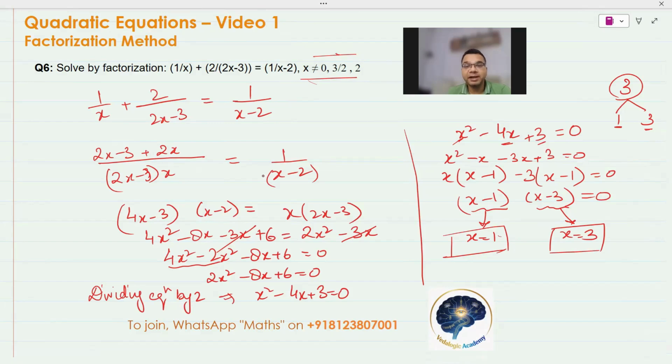Just want to highlight one more thing. Why have they given in the question that x is not equal to 0, x is not equal to 3 by 2, and x is not equal to 2? Because in this equation, if I put x equals to 2, it will become 1 upon 0. It will become indefinite, right? So we can't have x equals to 2, we can't have x equals to 0, again the same problem, and we can't have x equals to 3 by 2. So based upon this, they have given these three terms that x is not equal to these values. I hope this is clear. I hope the question is also clear.